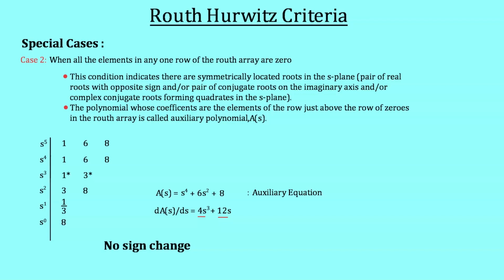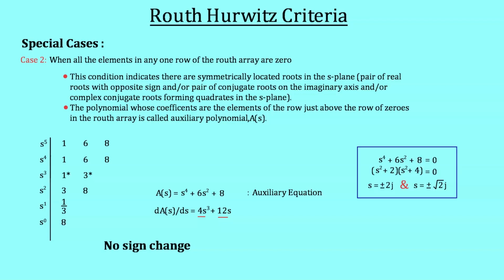The second point will be used almost every time you have to deal with this special case. We already have the auxiliary equation. We simply find the roots of this equation, which come out to be plus minus 2j and plus minus root 2 j. So, we have 4 purely imaginary roots, which ultimately makes the system marginally stable. I hope you have understood all these points until now.